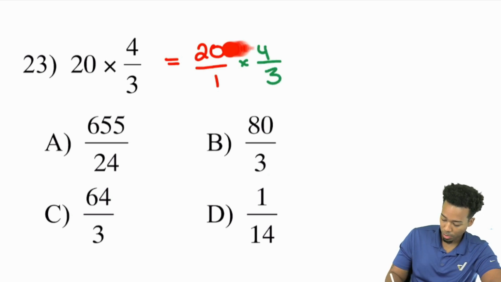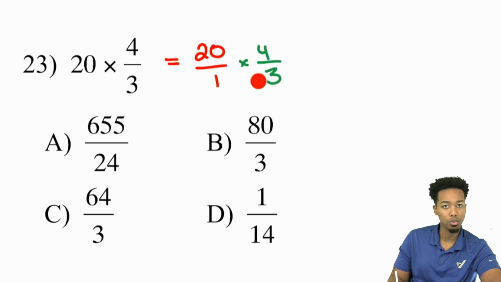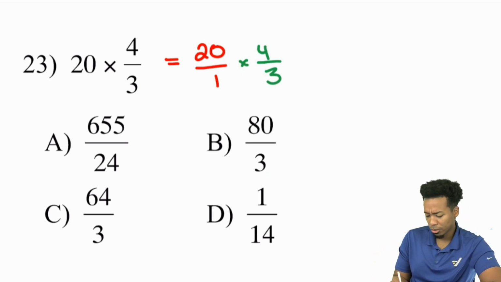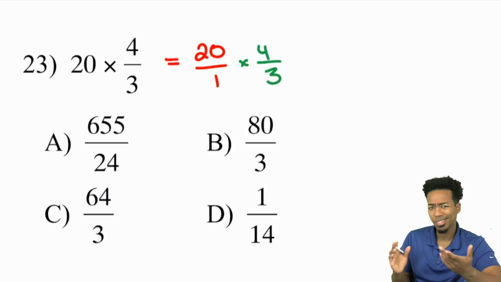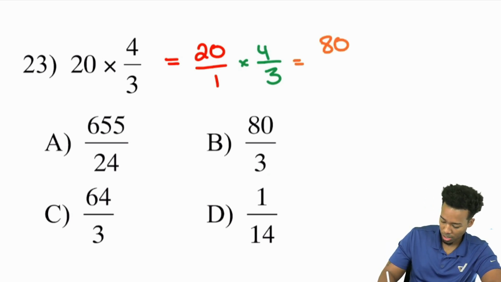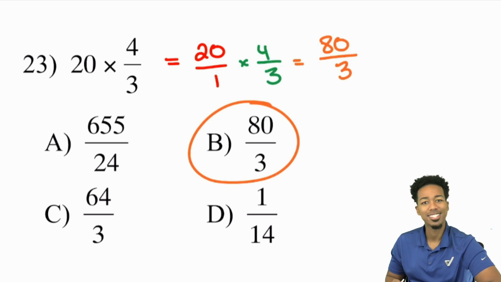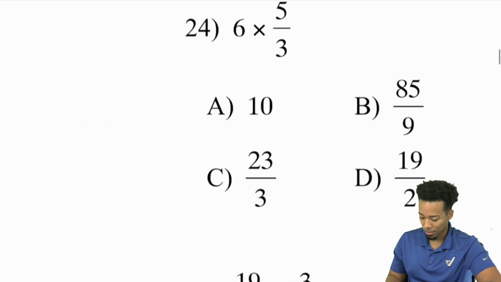So you see that you can multiply across with the numerators or simplify with the denominator with the numerator. Either way. But there's nothing to simplify because 20 and 3, they don't have anything in common. So I'm good. I'll just do 20 times 4, which is 80. And then we have 1 times 3, which is 3. 80 over 3. There's my answer. Nice and easy. And so let's get into 24 over here.